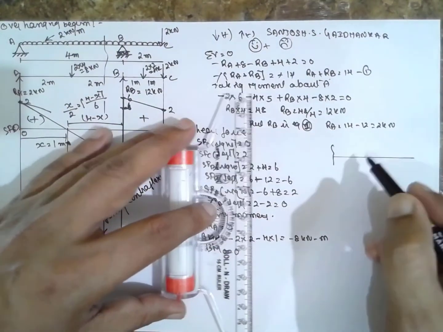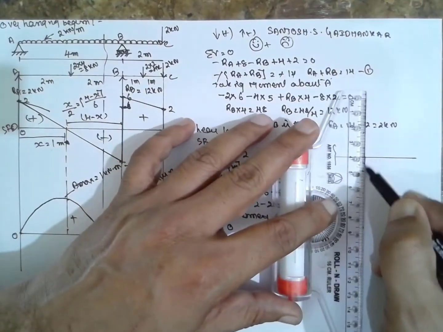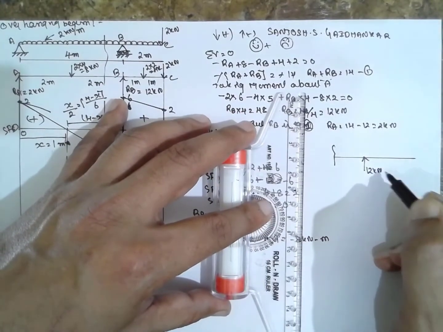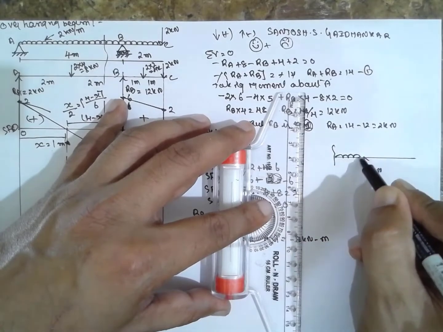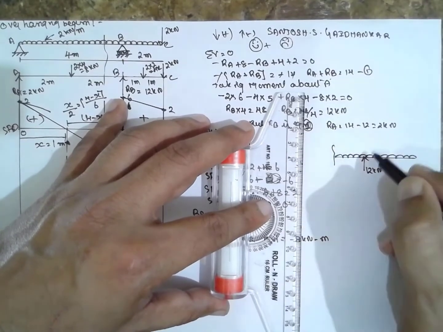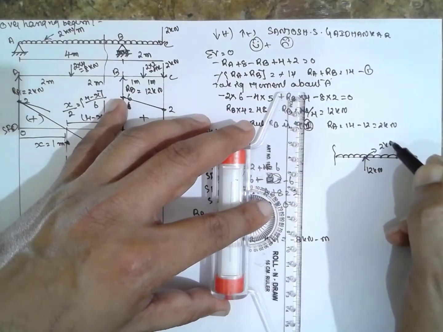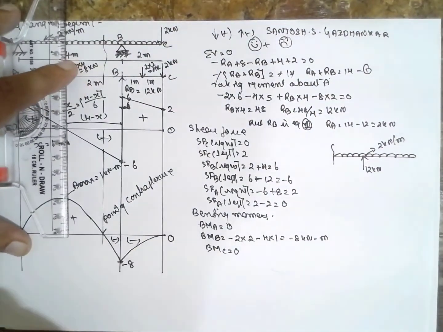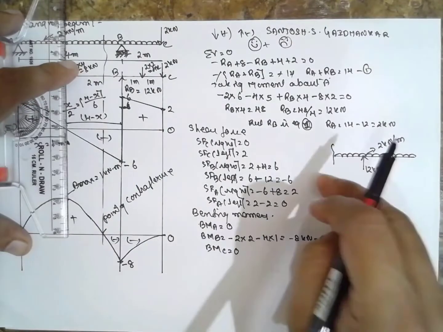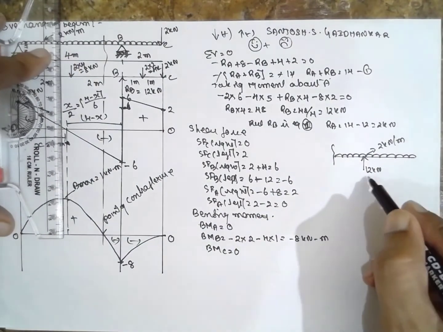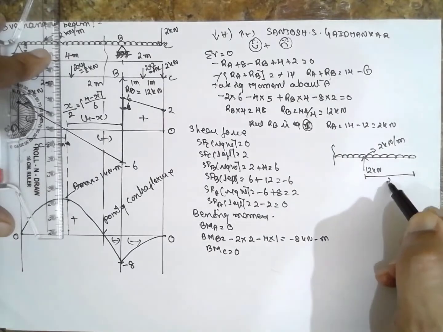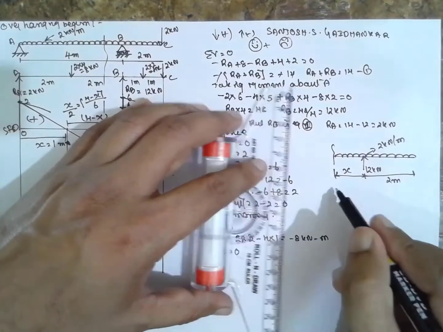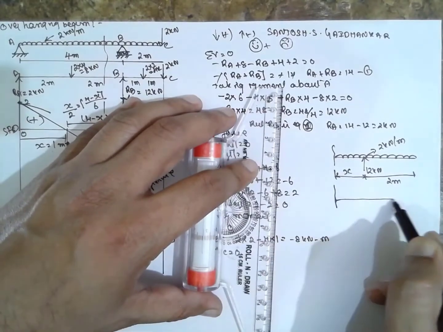This is unknown for me. There is a point load from the bottom, that is 12 kilonewton. This is a UDL, 2 kilonewton meter. If it is a triangle, then you can consider x and it is easy to solve. But if there is a curve, you have to follow this procedure. The distance is 2 meter and this distance will be x. Convert into point load.